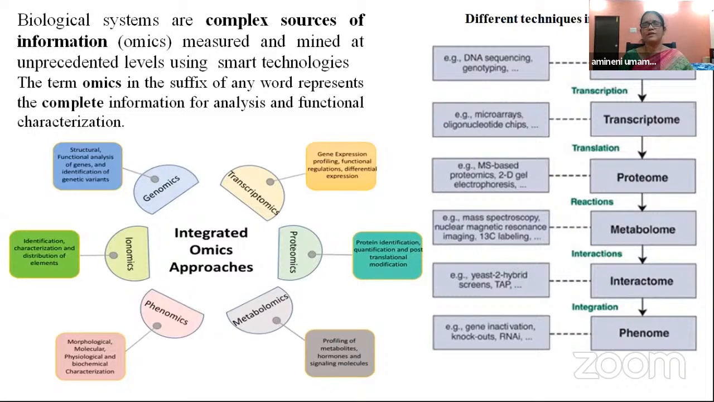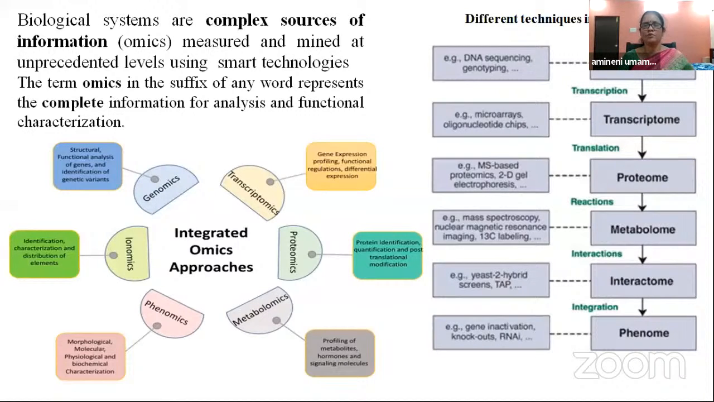Like that, we have so many omes. Omes means genome, proteome, transcriptome, metabolome, interactome, and phenome. The genome means the total set of genes present in a haploid set in a cell. So it will not change. But transcriptome means once the gene is expressed, it will be in the form of mRNA. Some genes are housekeeping genes, they are continuously expressing. Some genes express only whenever there is a requirement. So this is the transcriptome.